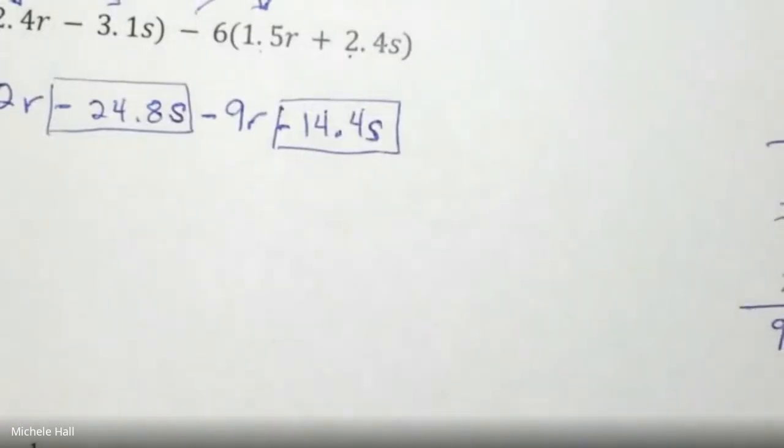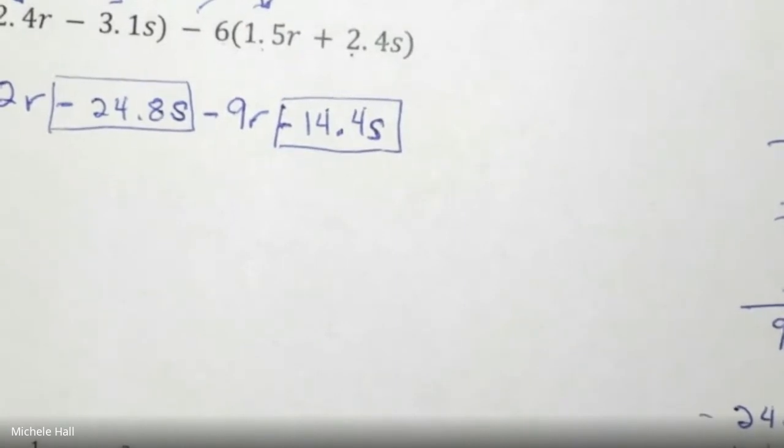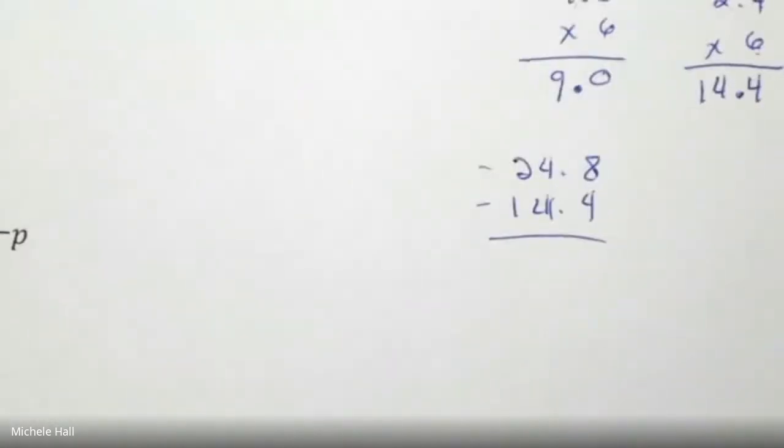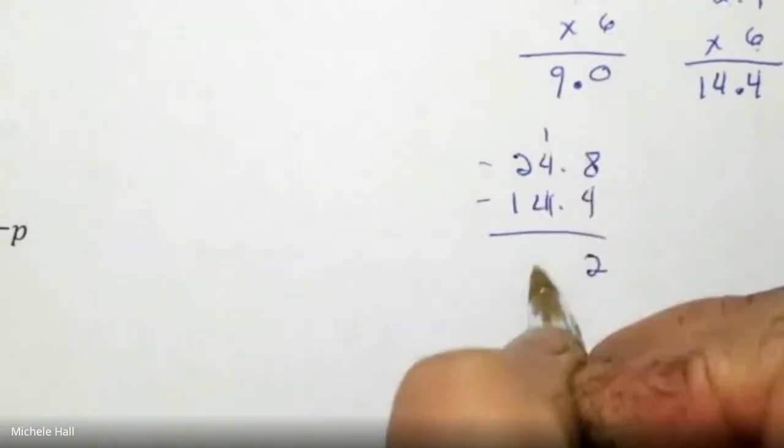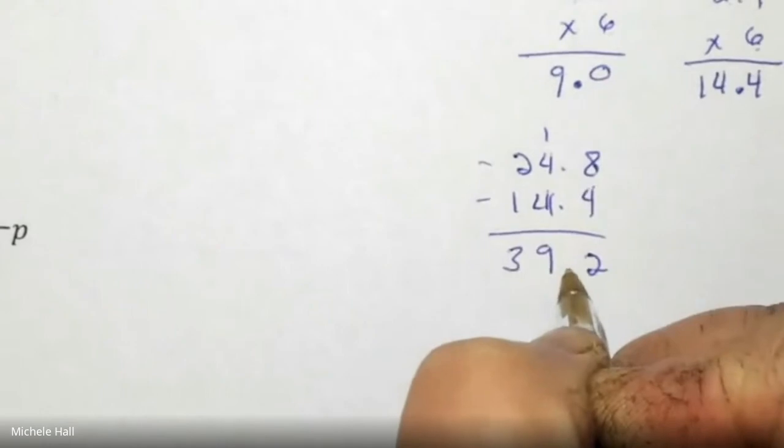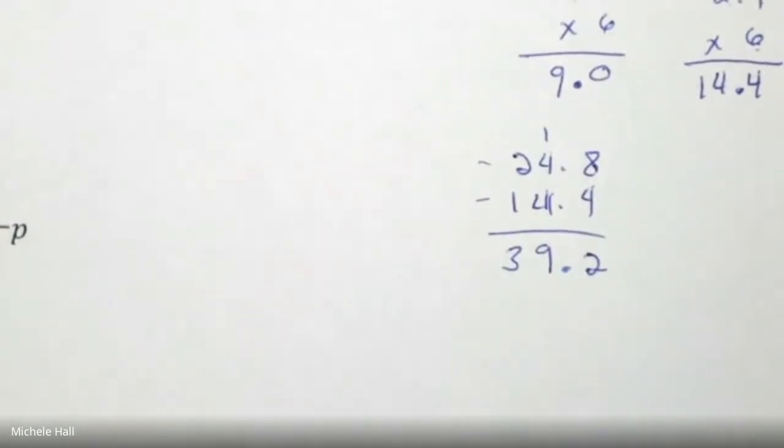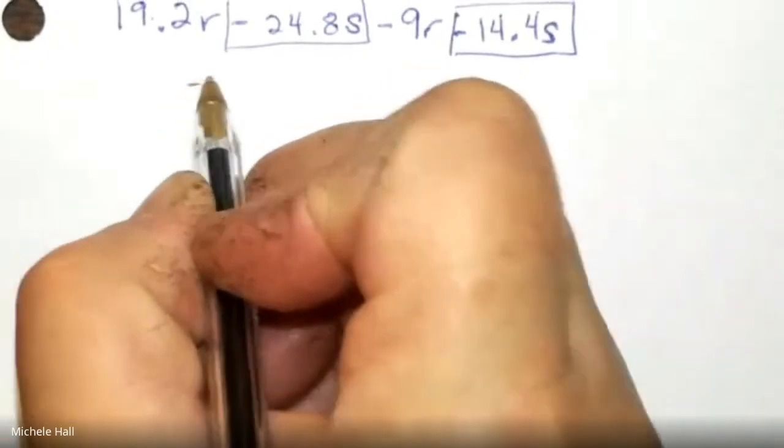They're both negative. They're the same sign. So we add them up and keep the same sign. You do line up decimals when you're adding and subtracting. Negative 39.2 S.